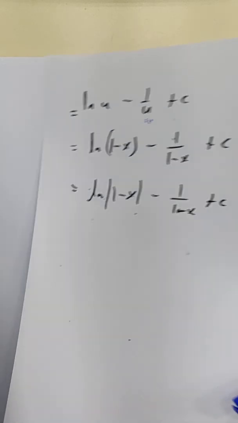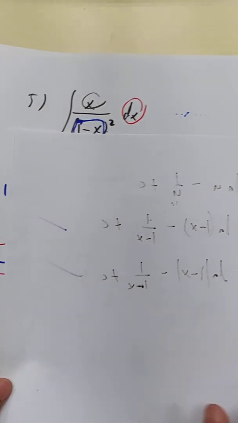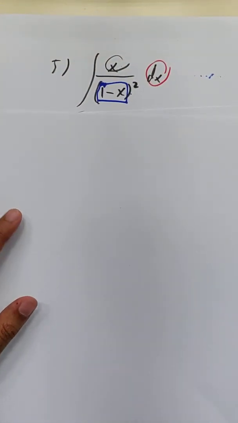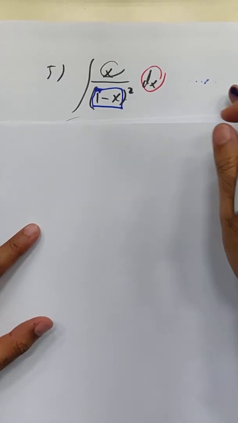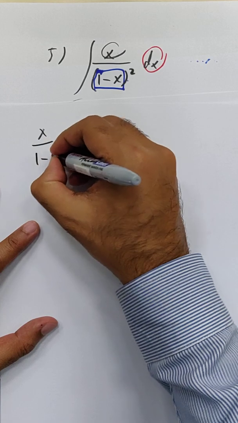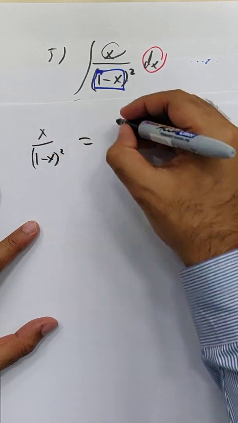Can I move on? Okay, I'll show you another method, which is the partial fraction method. So I can see that this is a repeated case.